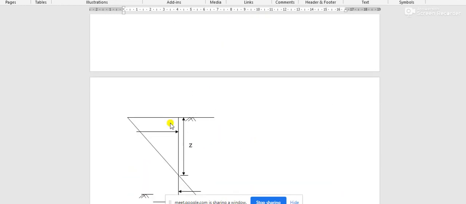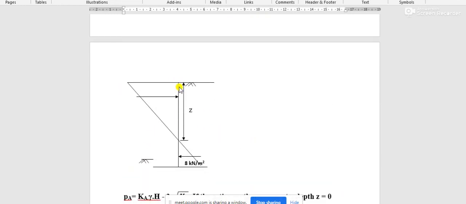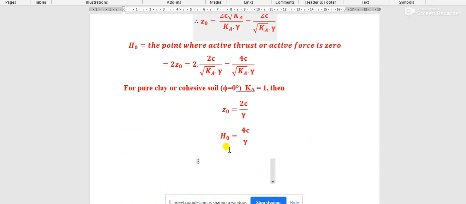That means for most of the height, almost the full height, 5.6 meters, there will be a negative pressure. That is, that pressure is acting from this way to this way, and this is special due to the special characteristics of pure clay or cohesive soil. And at the bottom of the wall there is a small region where positive pressure is acting from this side to this side.